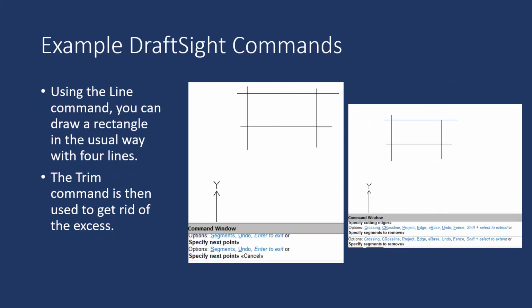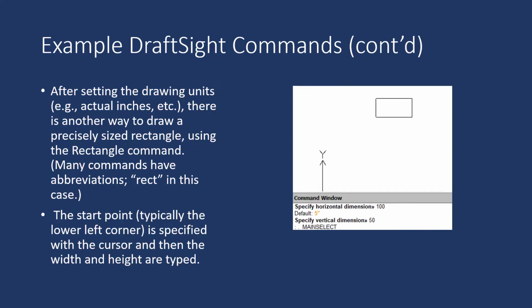Now, here are some example DraftSite commands. Using the line command, you can draw a rectangle in the usual way with 4 lines. The trim command is then used to get rid of the excess. Imagine drawing this with a pencil and paper using a conventional drafting method. You would basically take an erasing shield and bring it up to the corner and erase the excess line. And this is exactly what the trim command does.